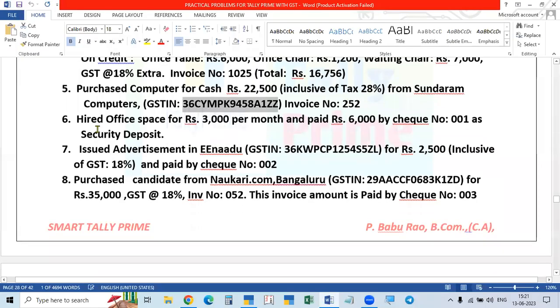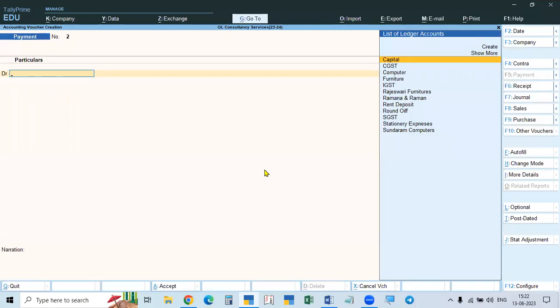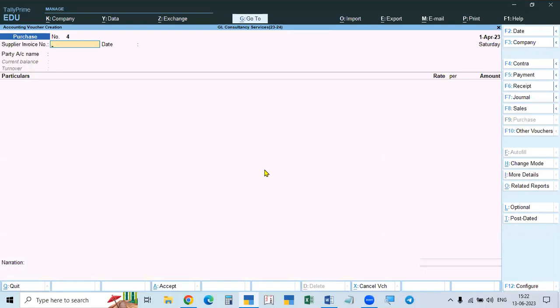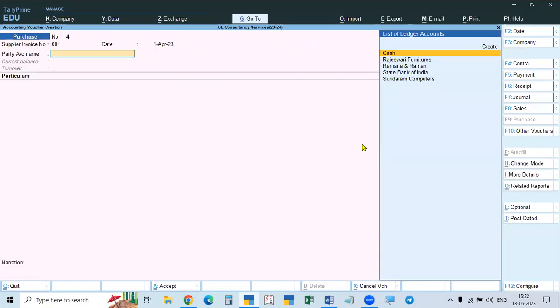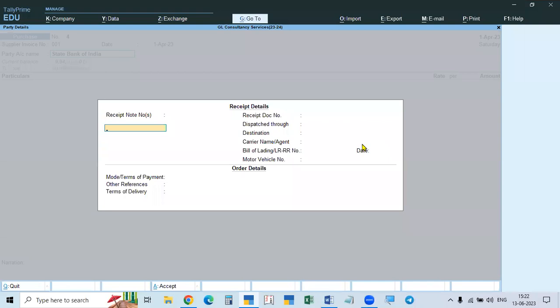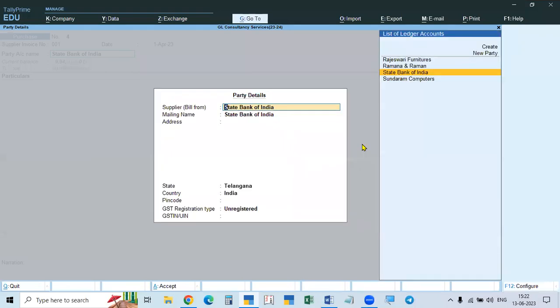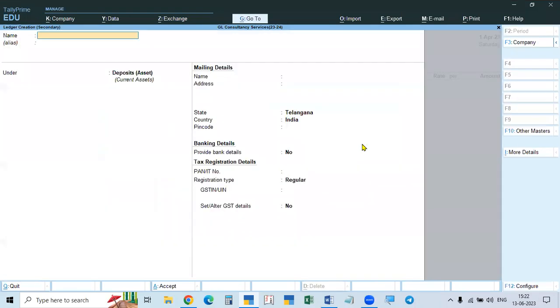That's all. And then issued advertisement in Inadu for 2,500 rupees, inclusive of 18% tax, paid by check. Immediately paid by check. We are purchasing advertisement service, so we have to go to purchase voucher. Same date, and the bill number is not given, so we take just 001, for example. Whom are you paying? We are paying Inadu, but we paid immediately, so we can take State Bank of India. In the parties column, the cash or State Bank will come here, and here we have to give the name of the party. We take Inadu.